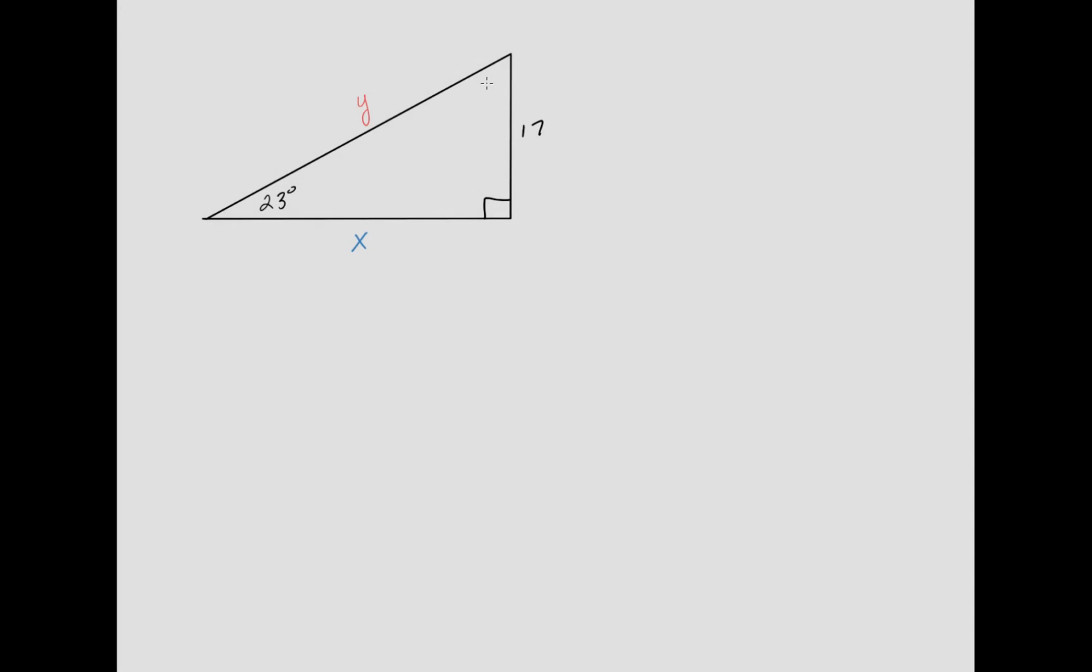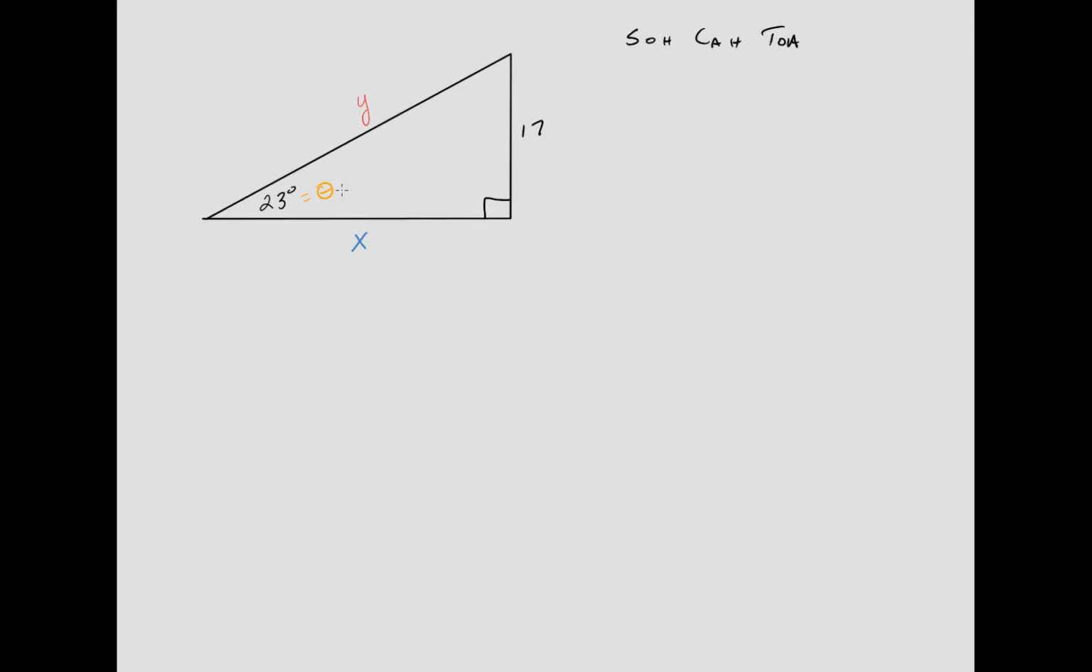Here we have a right triangle, and I want to know the values of x and y, those two missing sides. Because it's a right triangle, I know that I can use my trig functions to find this. So TOA, I'm going to use this 23-degree angle here as my reference. So now I know that I can figure out my opposite, adjacent, and hypotenuse relative to that angle.